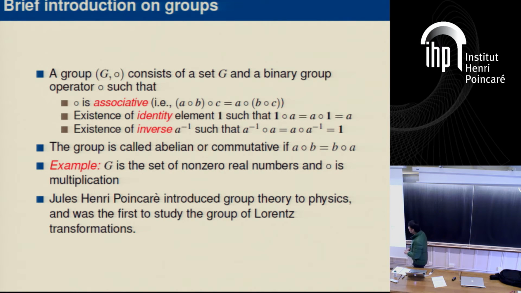By the way, I just found out that Henri Poincaré, I hope I'm not embarrassing myself with my French, a great French mathematician, actually introduced group theory to physicists and was the first one to study the group of Lorentz transforms. So that's a very interesting thing to say here. So for simplicity, you can just think about the group G as just the integers with addition, for example.